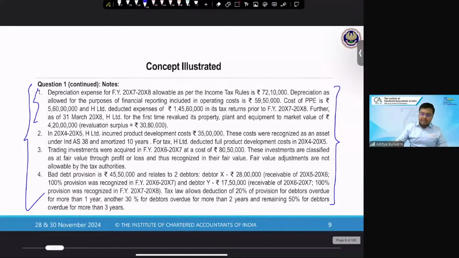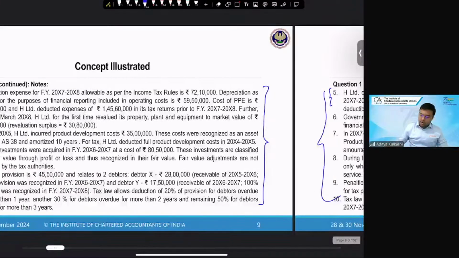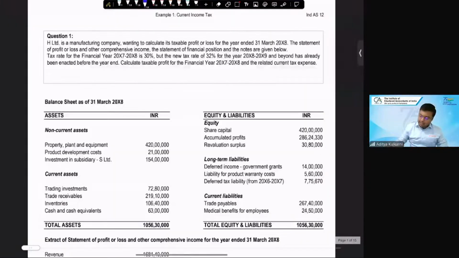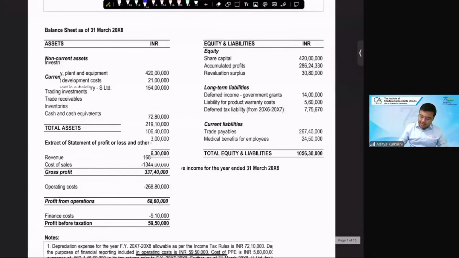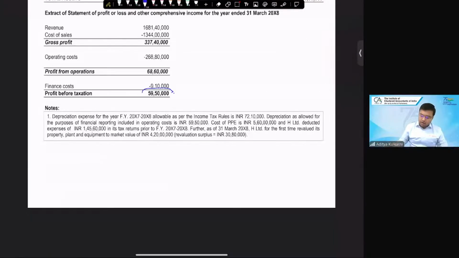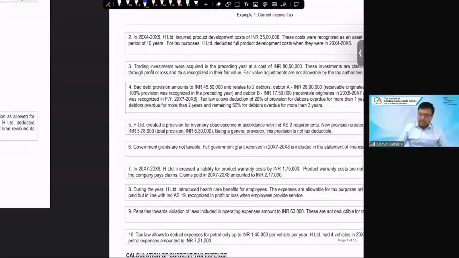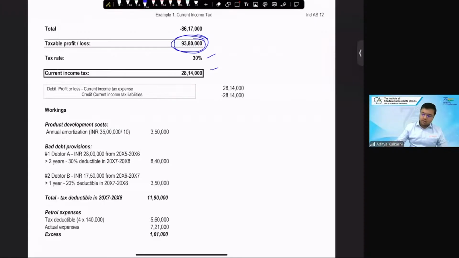Ultimately, the end result of this is that your accounting profit is 59,50,000. Your taxable income is 93,80,000. So current income tax, 30% of this, is 28,14,000.